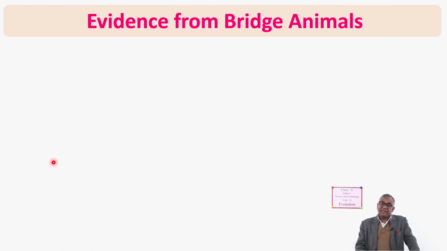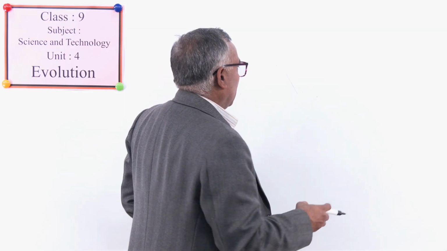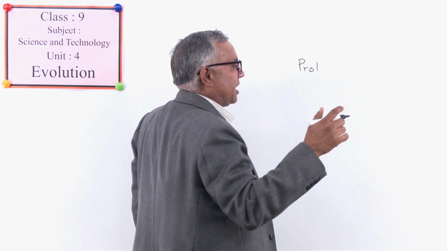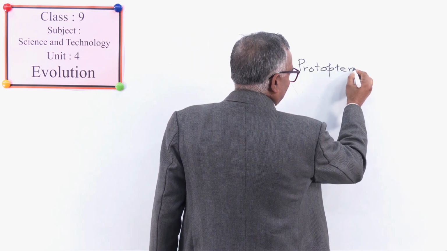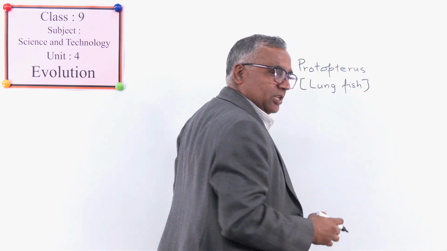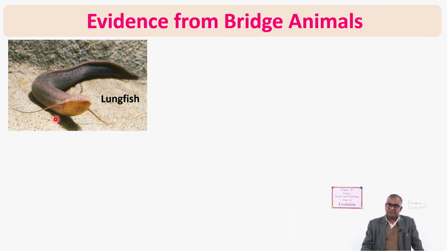Now we are going to see evidence from bridge animals, which we can say are connecting animals. See that figure. What does it look like? Here is given a lungfish. Lungfish is known by that name, not a very common name I am going to give you. It is the scientific name, Protopterus. In fact, it is not used commonly, but in science, Protopterus is lungfish. And you are seeing that this fish is not in water but on land. Sometimes it comes out, here it is shown on rocks. It does not need water to respire. It respires from air. It has no gills. It has nostrils. It has lungs.